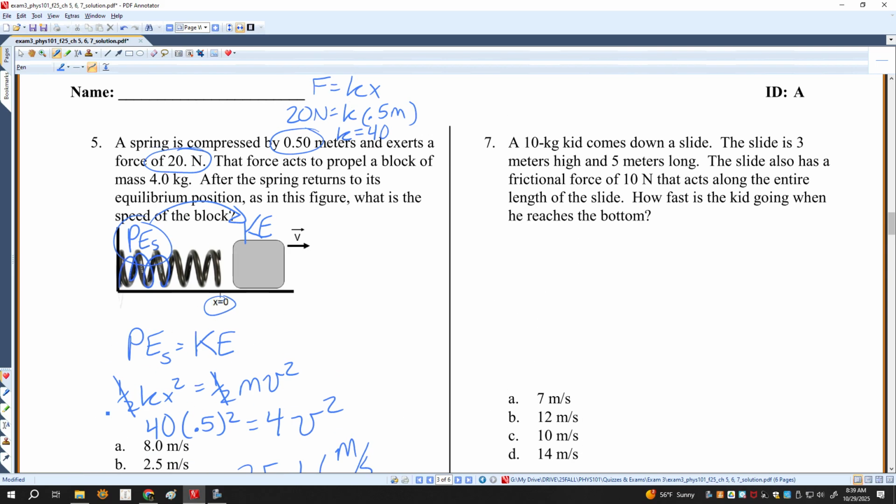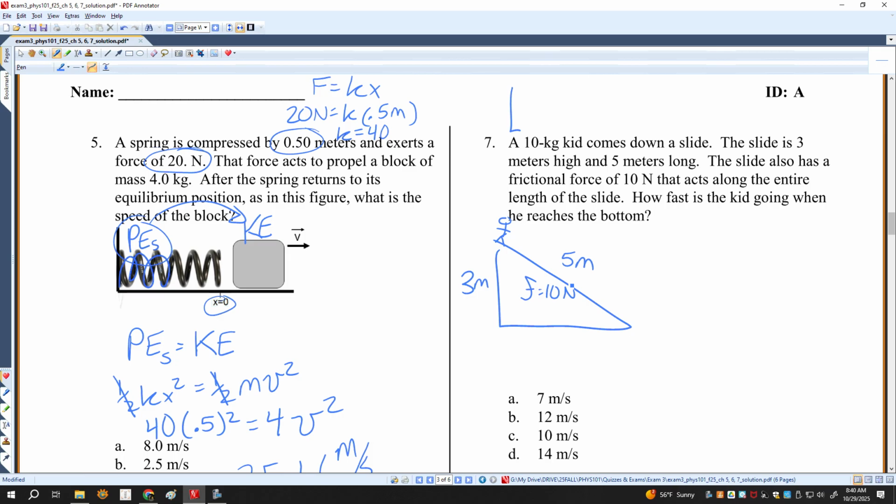All right, 10 kilograms kid comes down a slide. It's 3 meters high and 5 meters long. Let's draw a picture. There's a kid up there. Has a frictional force equal to 10 newtons. Acts on the entire length of the slide. How fast is the kid going when it reaches the bottom? We basically did this problem in the free response.